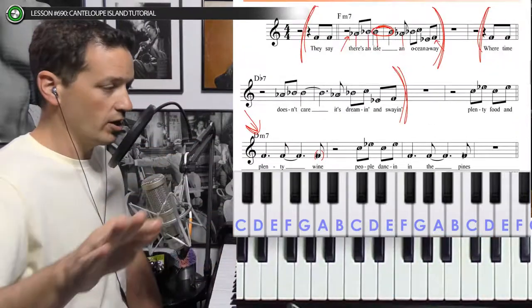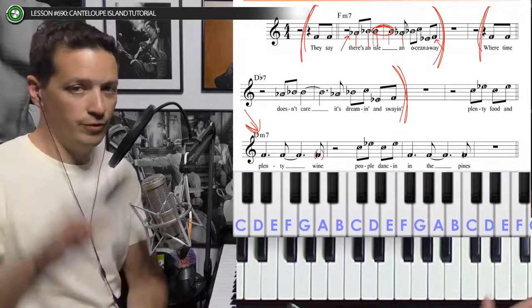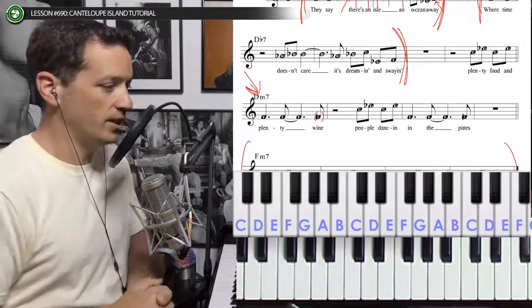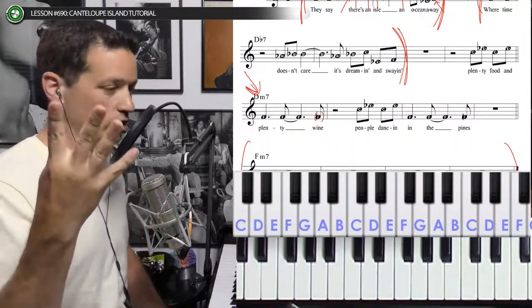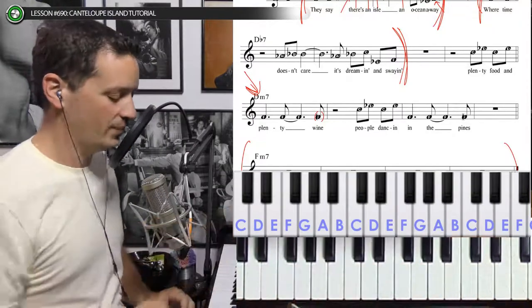I'm going to play all the regular melody so you can tell where we are. And then once we get to this section right here, plenty of food and wine, for four measures, we get to just make up sequences with all white notes. Let's try that right now.